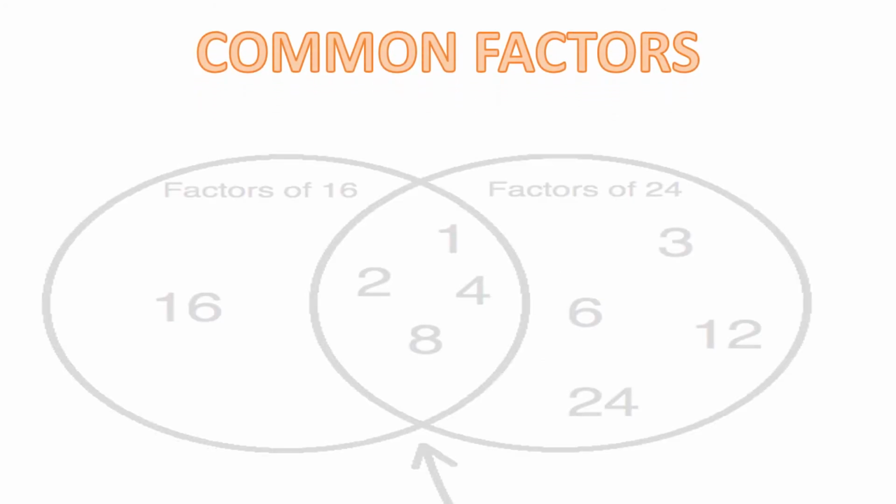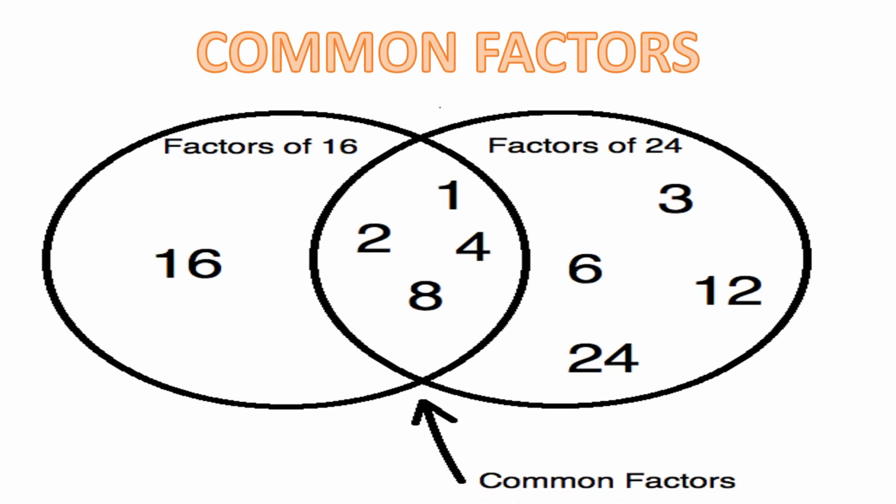Now the common factors. See the factors of 16 and the factors of 24. First, the factors of 16 written here are 1, 2, 4, 8 and 16. And then what are the factors of 24? 1 into 24 is 24, then 2 twelves are 24, then 3 eights are 24, and then 6 fours are 24.